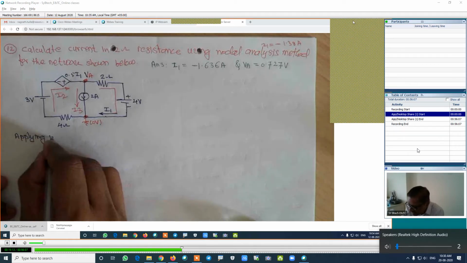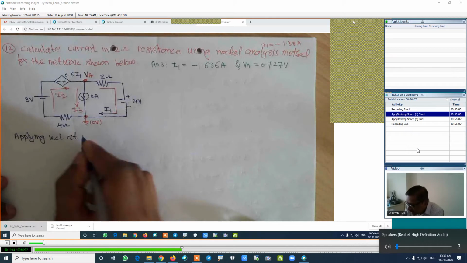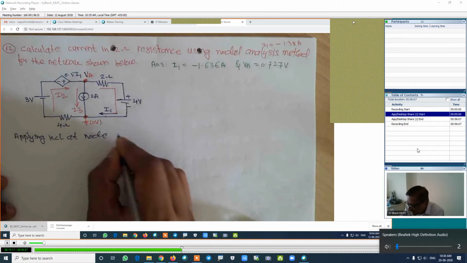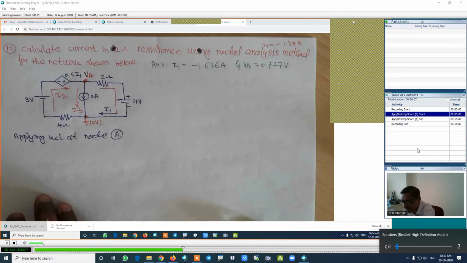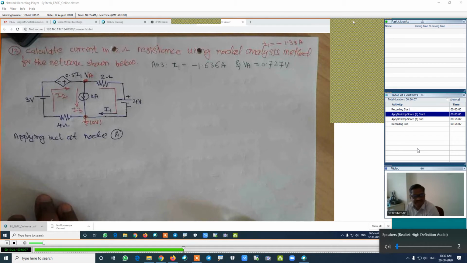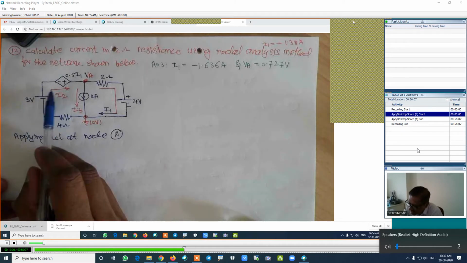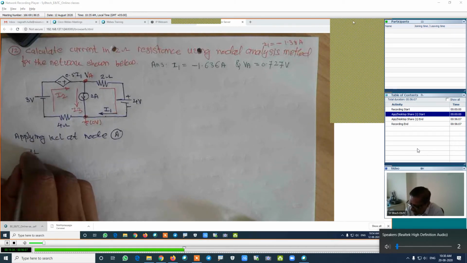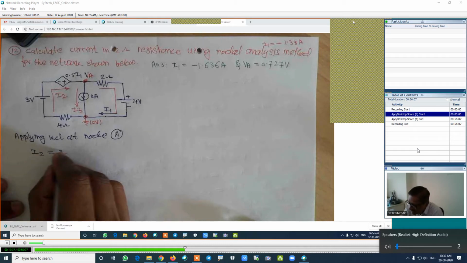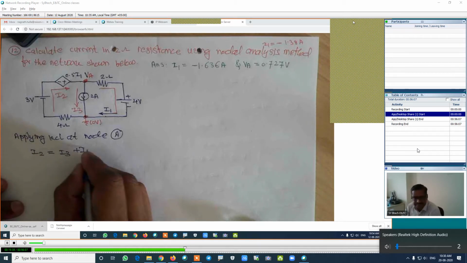Applying KCL at node A. We will apply Kirchhoff's current law at node A and we will prepare its equation. How will be the equation? Incoming current is equal to outgoing. This I2 is incoming, I3 and I1 are outgoing. So this equation will be I2 is equal to I3 plus I1.